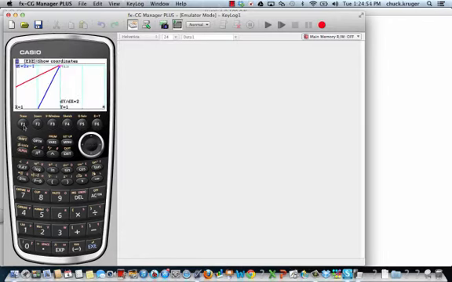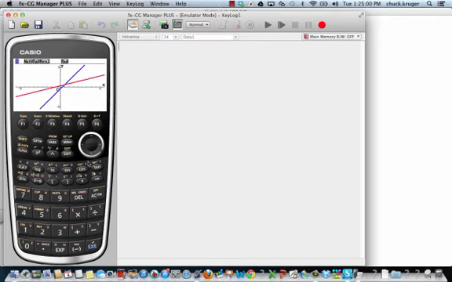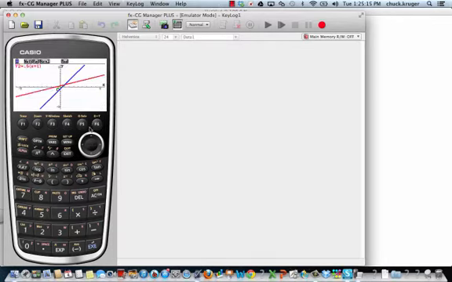Let me change this. Okay, let's draw. Okay, and so there's my graph, and I'm going to put in one more equation in here. I'm going to put down the equation y equals x. So I'm just going to put x in here, and I'm going to draw this.